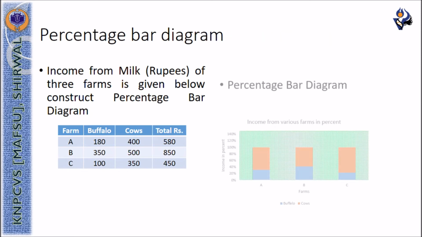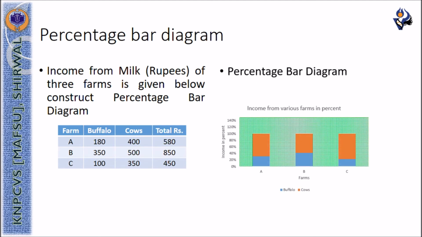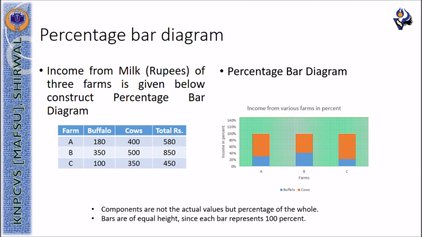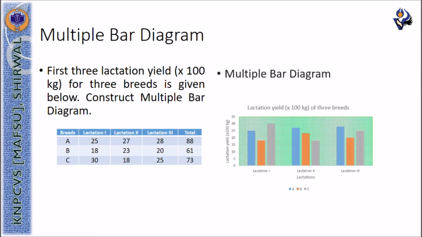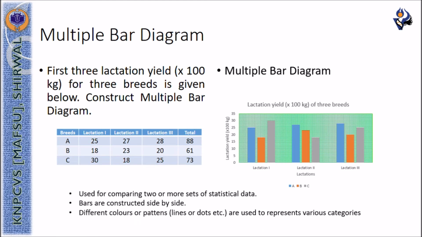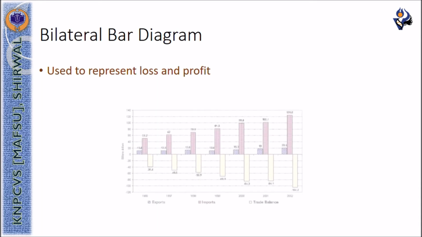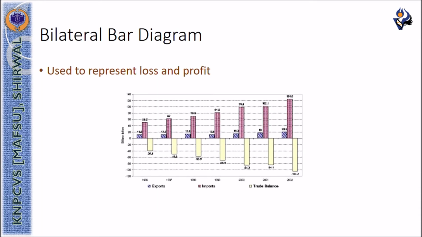Similar type of data can be represented with the help of a percentage bar diagram. Here, the components are not the actual values but are percentages of the whole. Bars are of equal height since each bar represents 100%. For comparison of two or more sets, multiple bar diagrams can be used. Bars are constructed side by side and again different colors or patterns are used to represent various categories. Bilateral bar diagram is used to represent the data of loss and profit.